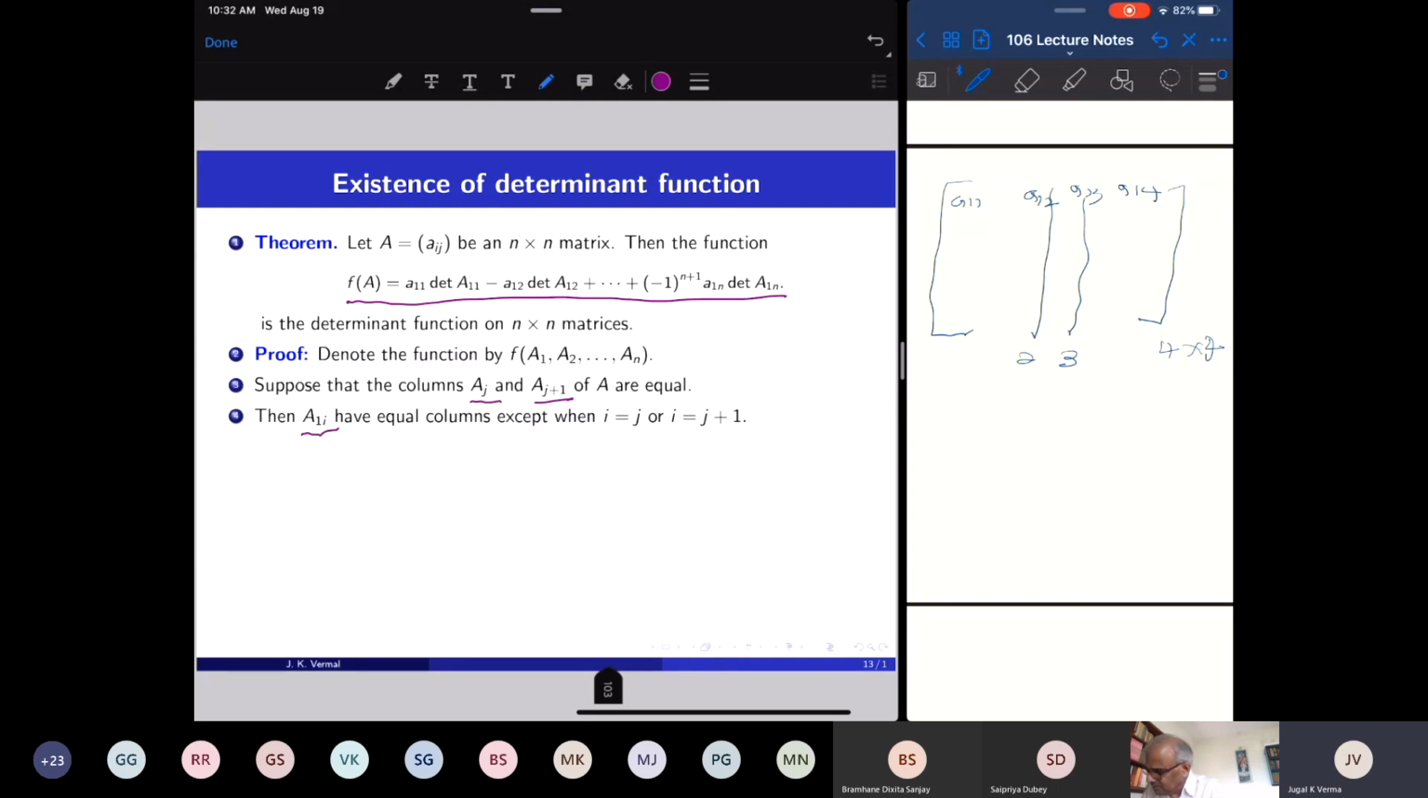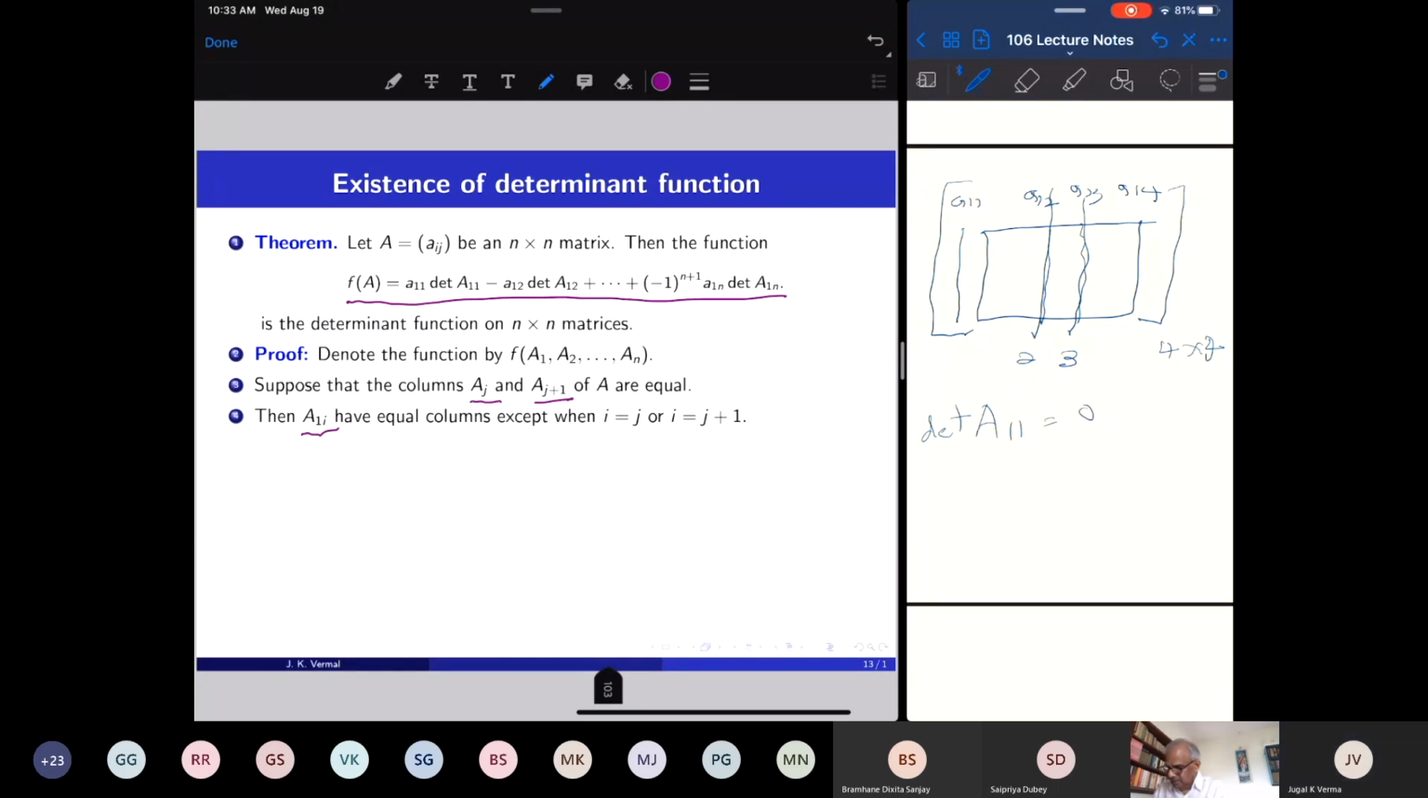If I look at A11, A11 will be this matrix. I delete the first column and the first row. Then this matrix is a 3 by 3 matrix, and the original matrix has second and third columns equal. So the second and third columns of this are also equal. So the determinant of A11 is 0.